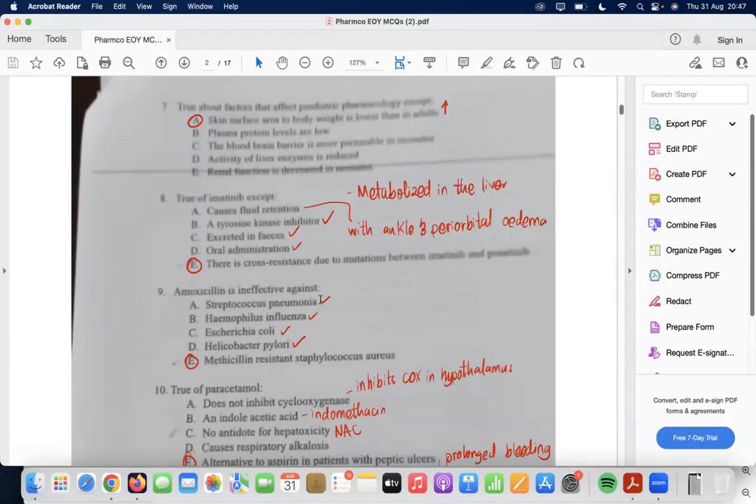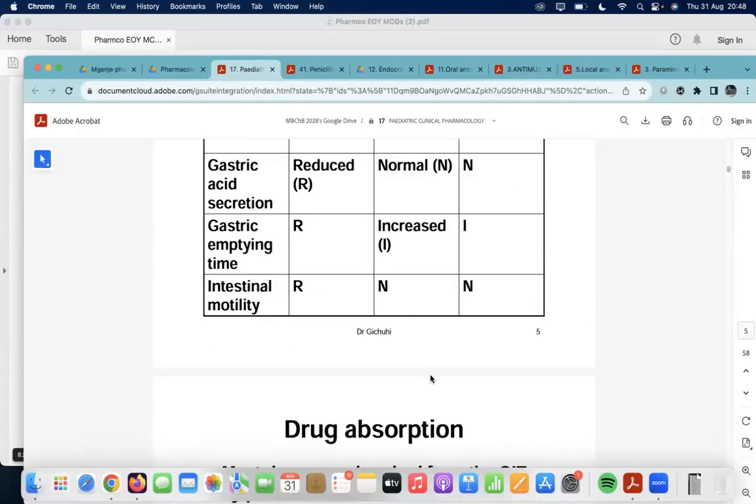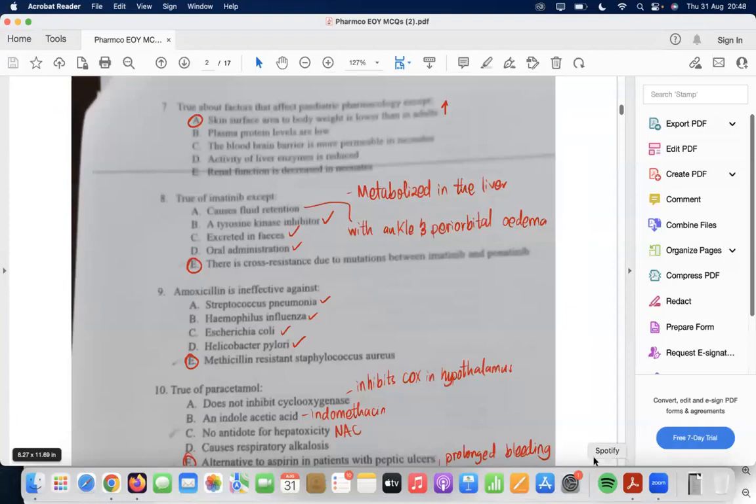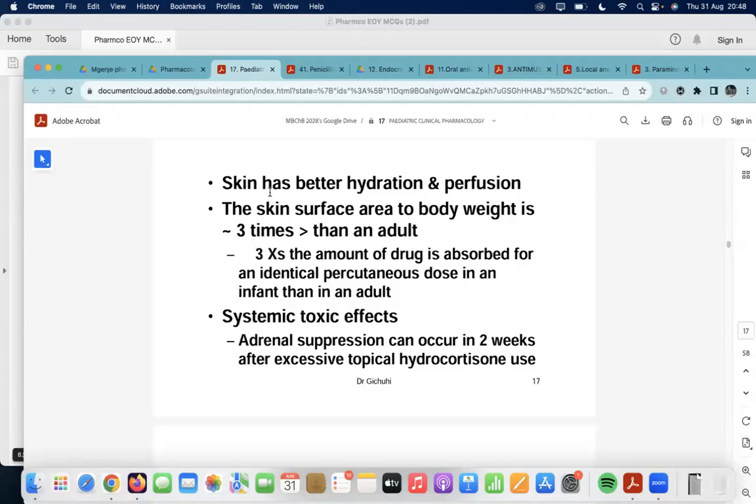Okay. So we can go through each choice on a case-by-case basis. For choice A, the answer is in slide 17. This choice A is saying skin surface area to body weight is lower than in children, the pediatric skin surface area to body weight is lower than in adults. So it's actually higher. The skin surface area to body weight is 3 times greater than an adult.